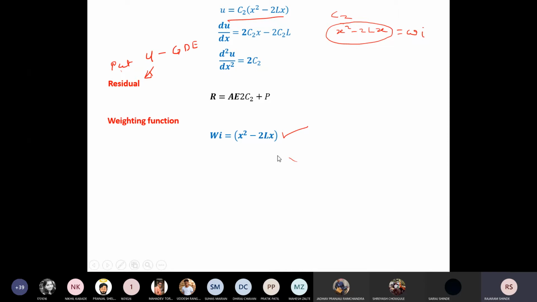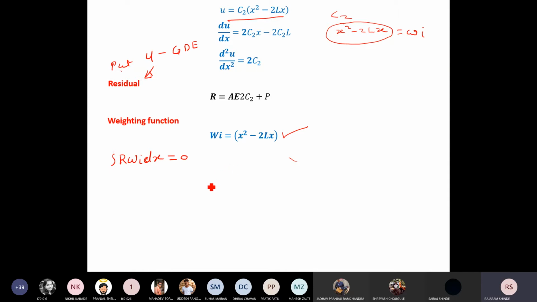Now what is the next step? Integrate the product of residual and weighting function over the domain of the problem, and equate with 0. That will give the solution to the problem.